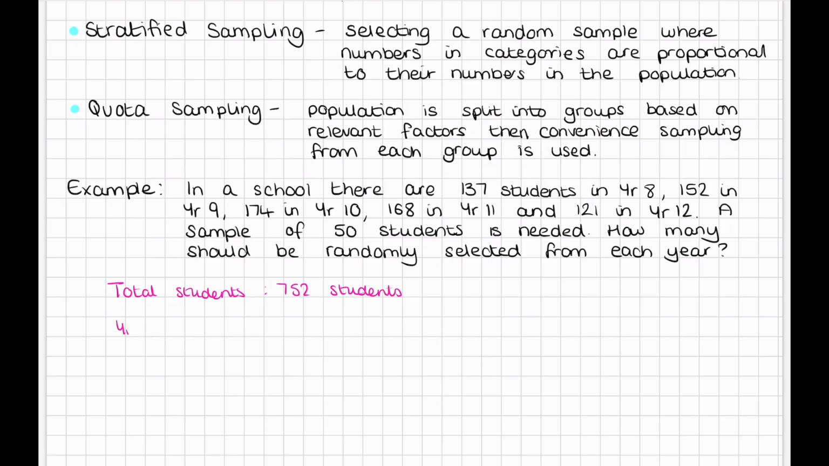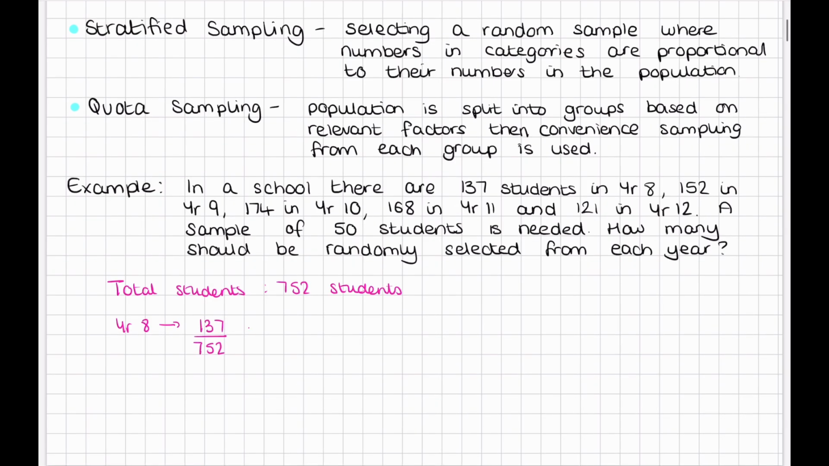So in year 8, 137 students out of the 752. That will give me the proportion, and then because I want a sample of 50 students, I'm going to multiply that by 50, and that's going to tell me I need 9 students from year 8. So I'll work out the proportion by doing the division, then multiply how many I need to get that same proportion in the 50. Then we just do that for each of the year levels.